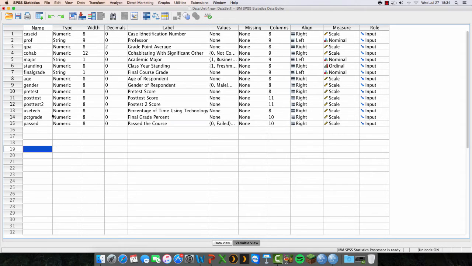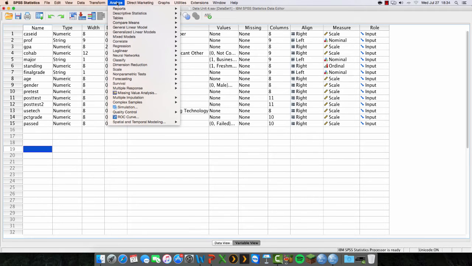Now, as you're doing this, be careful. There are 2 post-test variables. One of them is labeled post-test 2, so make sure you don't use that one for the test we're about to do. That's for your next one, and we'll do that right now. Let's do that first one. So, analyze, compare means, paired samples t-test, which is another name for the dependent samples t-test.